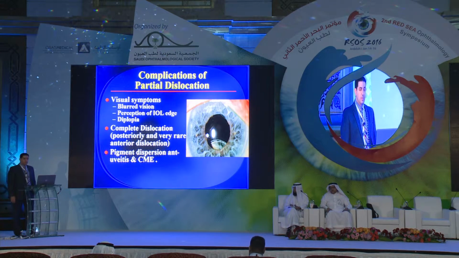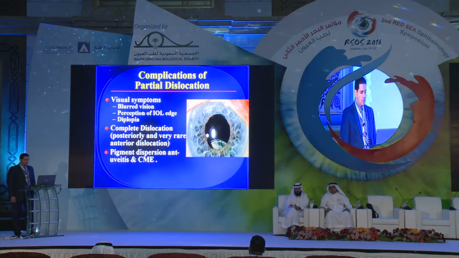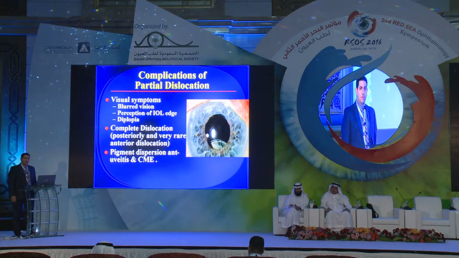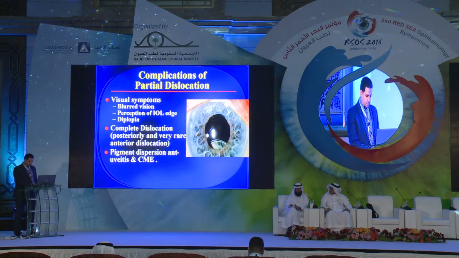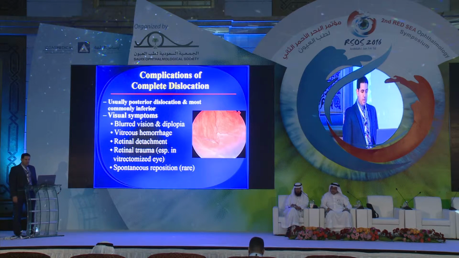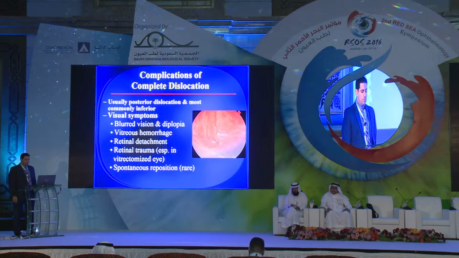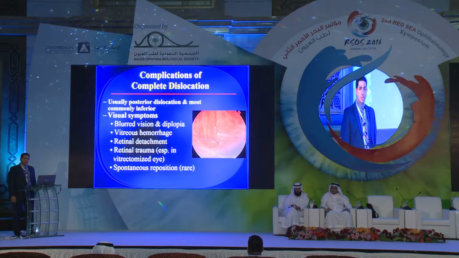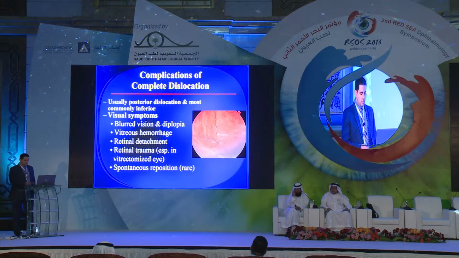What are the complications of partial dislocation? Visual symptoms: blurred vision, perception of the IOL edge, and diplopia. Complete dislocation, posterior and very rarely anterior dislocation: pigment dispersion, anterior uveitis, and cystoid macular edema. Complications of complete dislocation, usually posterior and most commonly inferior: blurred vision, diplopia, vitreous hemorrhage, retinal detachment, retinal trauma, especially in vitrectomized eyes, and spontaneous reposition, which is very rare.